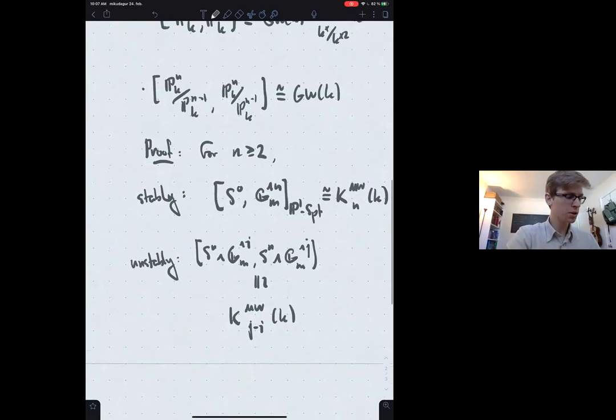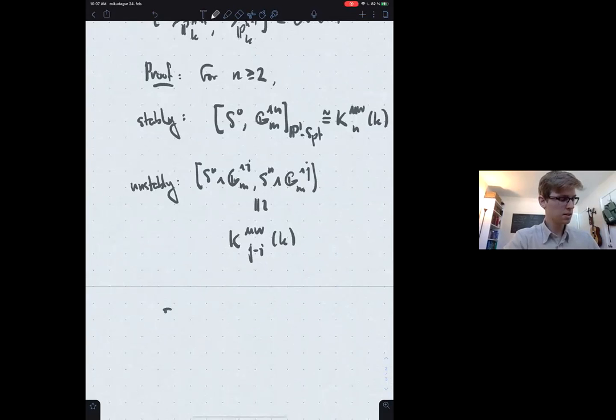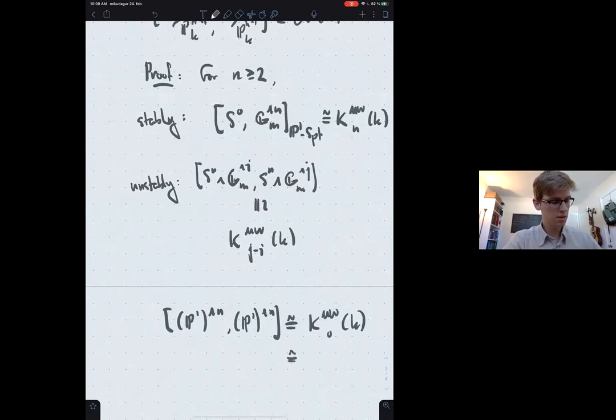Okay, but in both cases, you just get that maps of the n sphere is just the 0th Milnor-Witt group, which is Grothendieck-Witt. Okay, so this is kind of where our story begins.